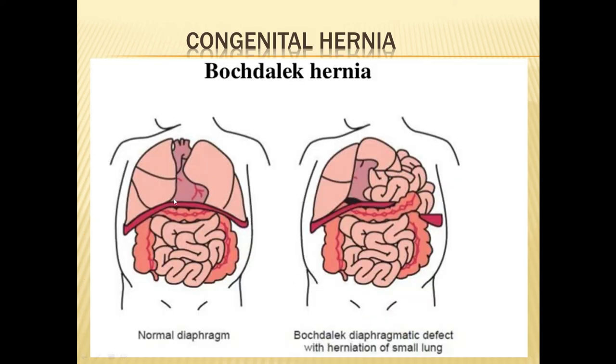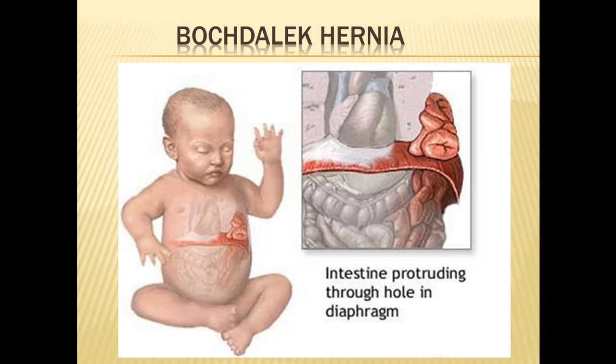This is the normal diaphragm. And when there is the defect, Bochdalek's hernia, there is herniation of the small lung. We can see that the intestine is protruding through the hole in the diaphragm. This is Bochdalek's hernia.